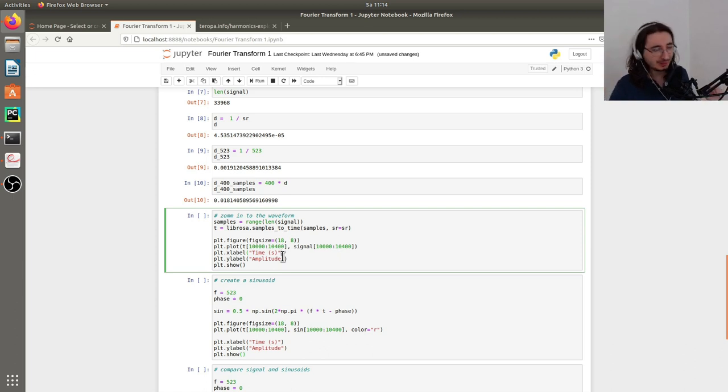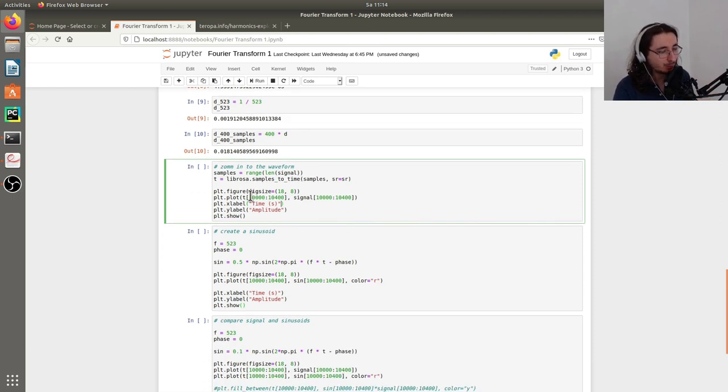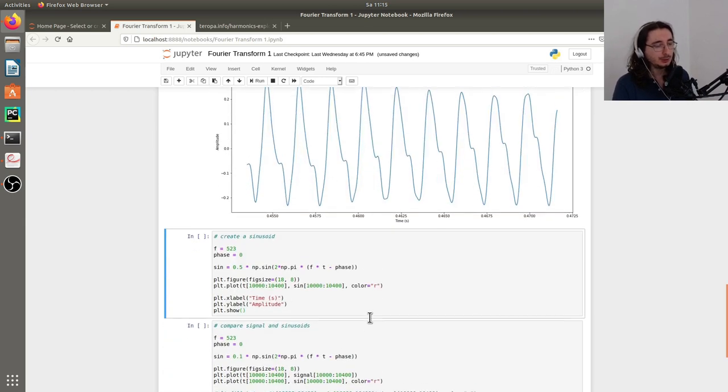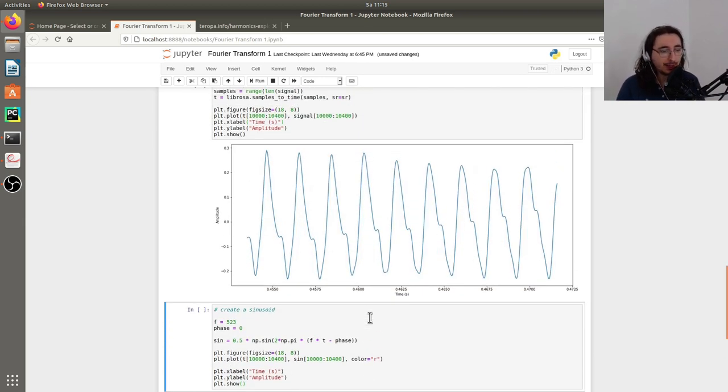Okay, so all of that to say that I have this new plot where we zoom into the waveform, and here I'm only considering 400 samples. In other words, I'm slicing the signal, which is on the y-axis, and only considering the samples between 10,000 and 10,400. Let's take a look, and here you have the results. Now we are at a resolution where we can actually see all the cycles.